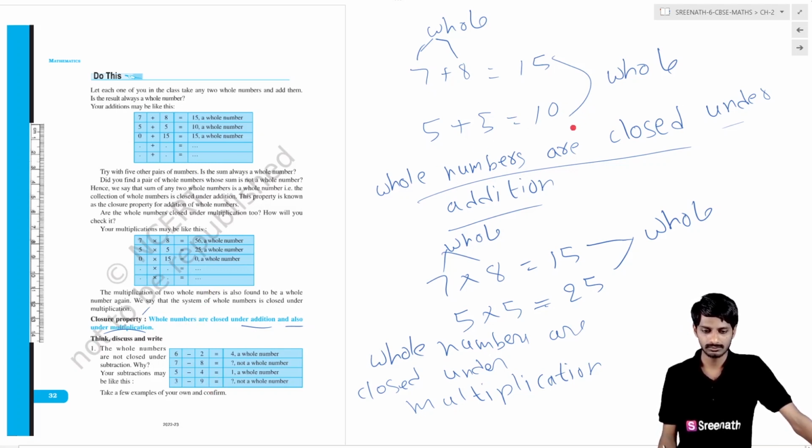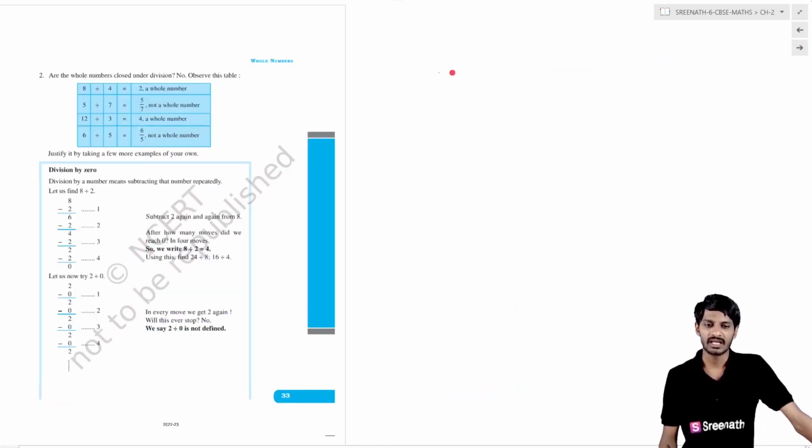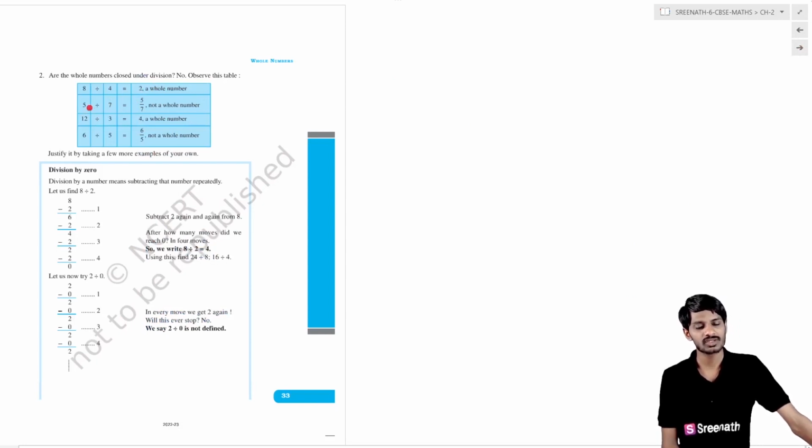Okay. Now if you try with subtraction, whenever you subtract 7 minus 8, it will give some value which is not a whole number. So subtraction is not closed for whole numbers. Only addition and multiplication are closed for whole numbers. If you take division also, sometimes if you divide 5 by 7, you will get a result which is also not a whole number.